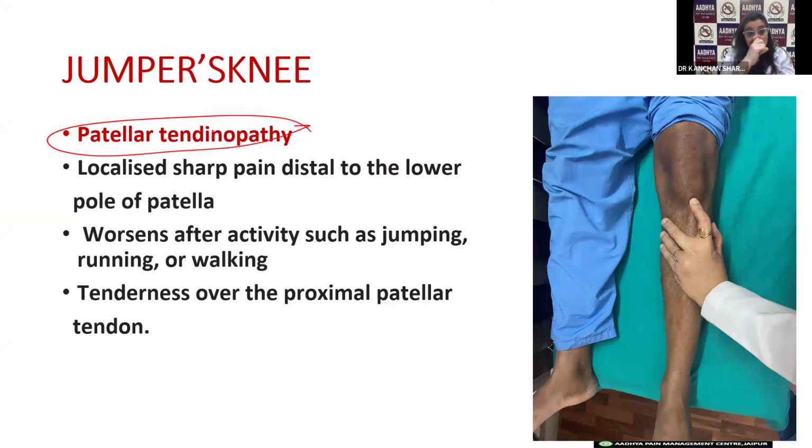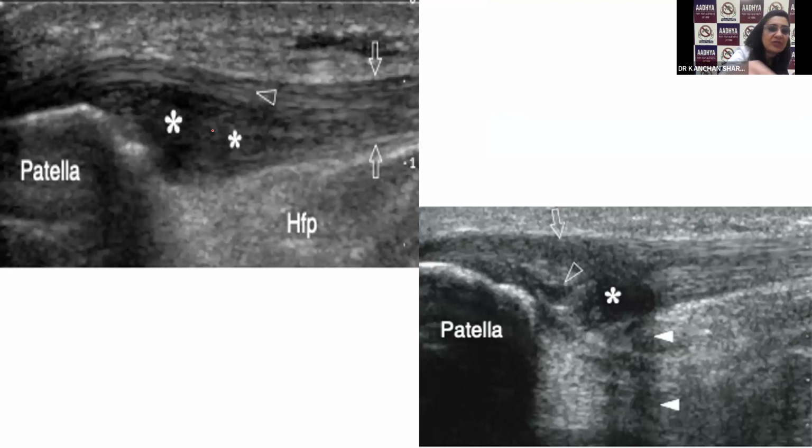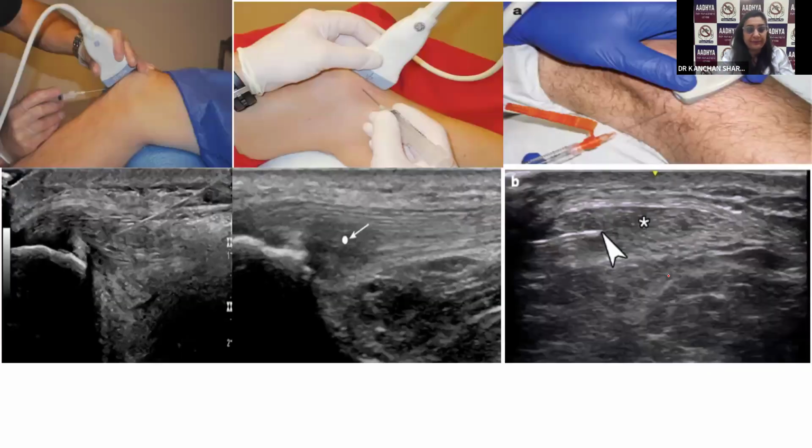And that will be distal to the lower apex of the patella, and this will be worsening after jumping, running, walking. And you can see even just a tendinosis, and you can see even a partial tear. So treat it according to what we have been learning for the treatment of the tendinosis and the partial tear. So that is the reason you need to evaluate the tendon fully. If you're looking only in the longitudinal axis, I do not see the tendon only in one axis. I go for both the axes together.